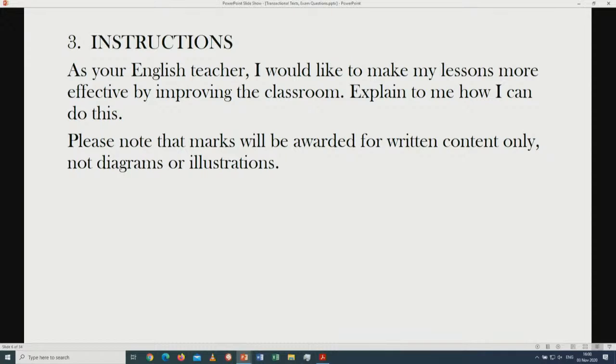Okay, instructions. Please look at this one. It's so unusual. As your English teacher, I would like to make my lessons more effective by improving the classroom. Explain to me how I can do this. Just like that. I mean, wow. Please note, there is, of course, this warning here. Please note that marks will be awarded for written content only, not diagrams or illustrations. Okay, you must watch out for things like that.